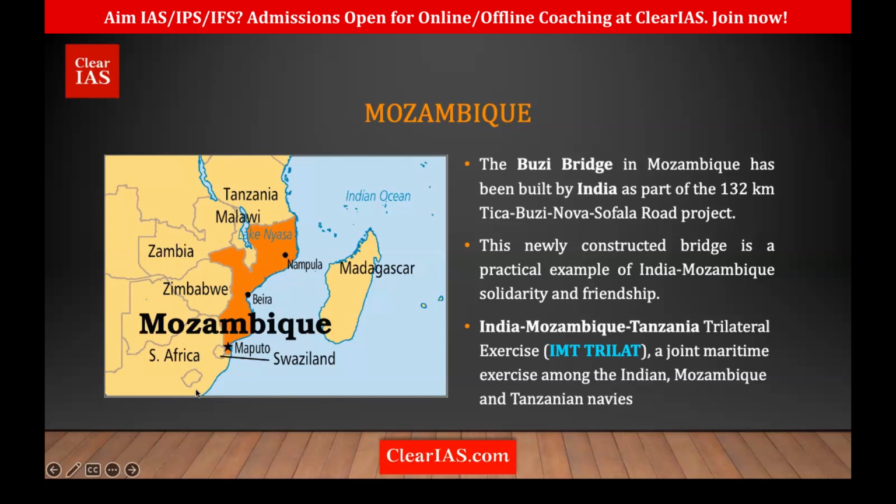Then South Africa is there, and also Swaziland. Small part, Swaziland. And Maputo is the capital of Mozambique. So it's not necessary to remember the bordering countries, but just have an idea about the location. And on one side we have Madagascar and the Indian Ocean.